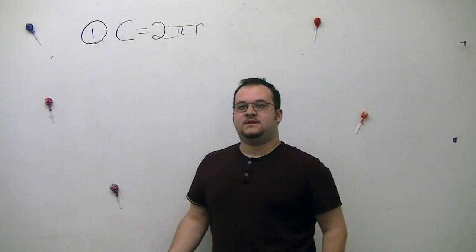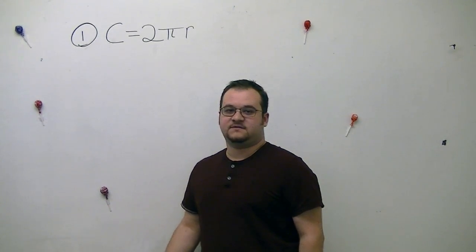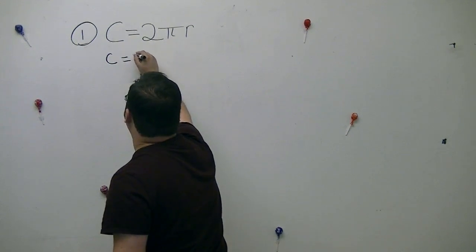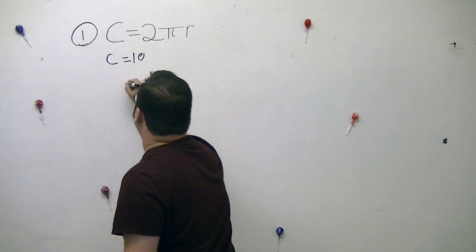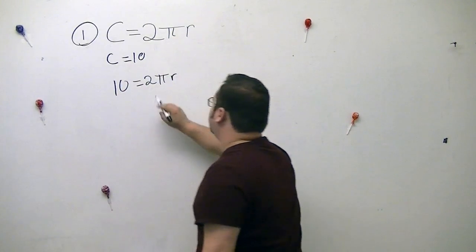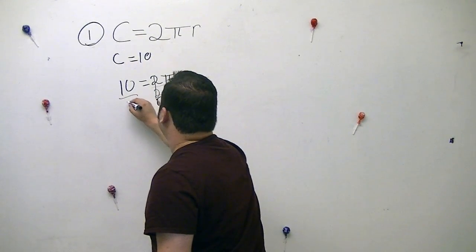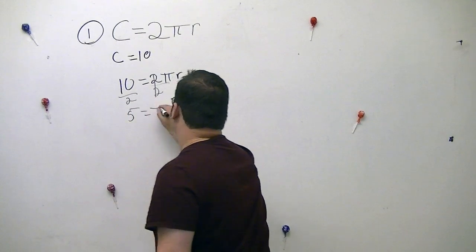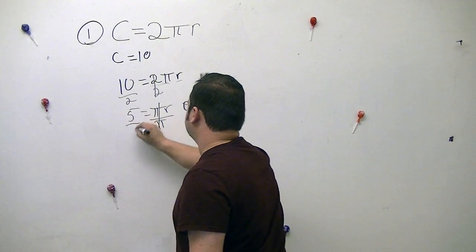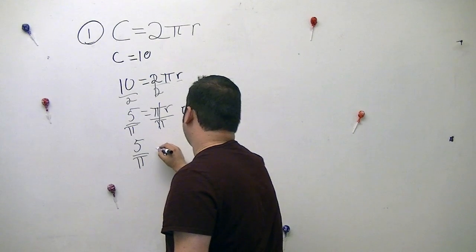Okay, so assuming that the Tootsie Pop is a perfect sphere, we can use the circumference formula of a sphere to find the radius. In our case, our circumference was equal to 10. So in the equation, we replace C with 10 and solve for r. We divide by 2, we get 5 equals pi times r, then divide by pi, that cancels, and so our radius is equal to 5 over pi.